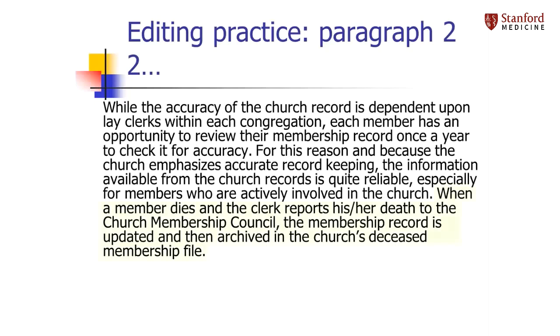I just want to draw your attention to the very last line. I'm not going to read through the whole thing; you can read through it on your own. But the very last line of the second paragraph is kind of funny. It says, "When a member dies and the clerk reports his/her death to the church membership council, the membership record is updated and then archived in the church's deceased membership file." Notice that if you're reading along, it sounds like it's the membership file that's deceased, right? So it has this kind of funny thing with adjectives. You want to be careful with adjectives because you can come up with funny things like deceased files. So obviously you're going to want to edit that last line carefully.